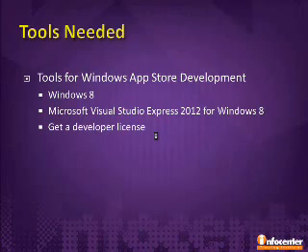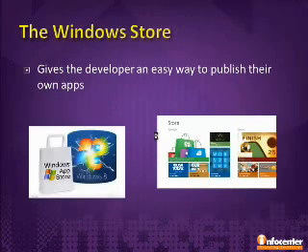Now, we went through the features, the nature of the application development, but how to start to develop such kind of applications? What are the required tools to start as a developer, start practicing and developing Windows Store application? The first thing that you need to do, install Windows 8 on your PC. Second, you need to get Microsoft Visual Studio Express Edition 2012 for Windows 8. And third, you need to get a developer license. This license is free, and the Visual Studio automatically takes you through the steps that are required to get the developer license.